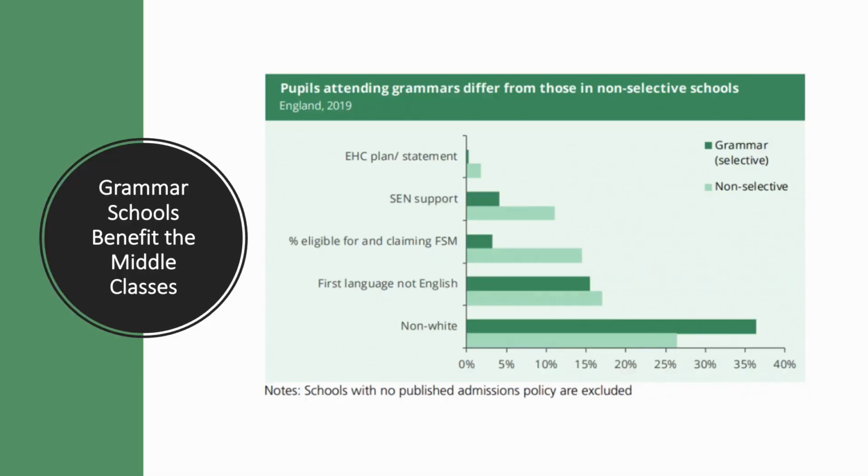And here's a chart just showing you that there is some evidence that grammar schools are selective towards the middle classes, so percent eligible for free school meals, 15% in non-selective and less than 5% in selective. Interestingly, more ethnic minorities attend grammar schools than non-white pupils.